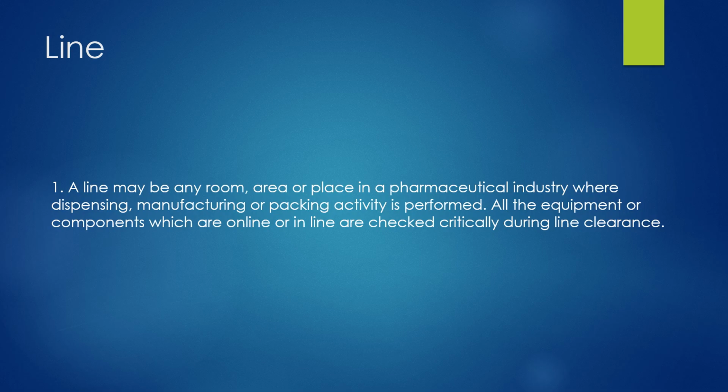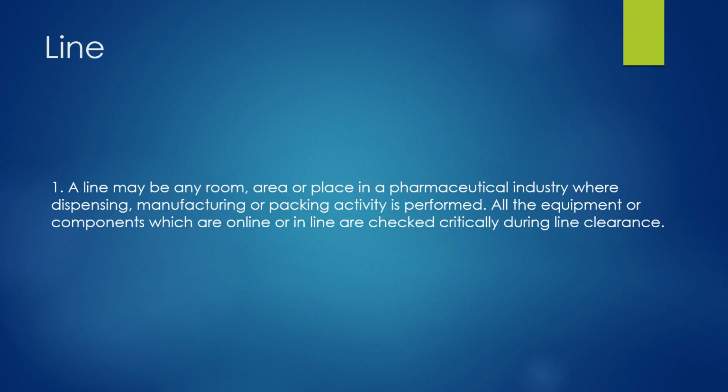Line. A line may be any room, area or place in the pharmaceutical industry where dispensing, manufacturing or packaging activities are performed. All the equipment or components which are in line are checked critically during line clearance. For example, dispensing of materials in the warehouse or in the manufacturing area, taking clearance for the usage of equipment, manufacturing of the product in a particular area, or taking clearance for packaging of the material in the packaging area.